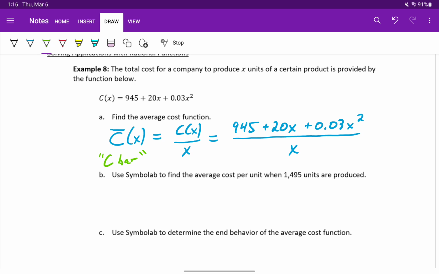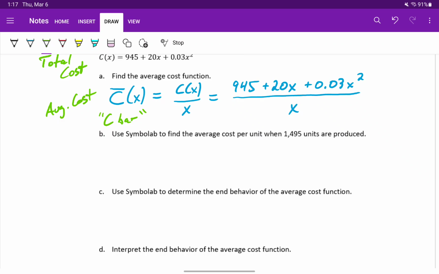The difference between C and C bar is that C is giving us the total cost. So if we plug in X equals 100, we get the total cost of producing the first 100 items. If we plug that into C bar, the average cost function, what we're finding is the average cost per unit. So if we plug in 100, whatever value we get, that's approximately what we're spending on each of the first 100 items to get that total cost that we could find with C of X.